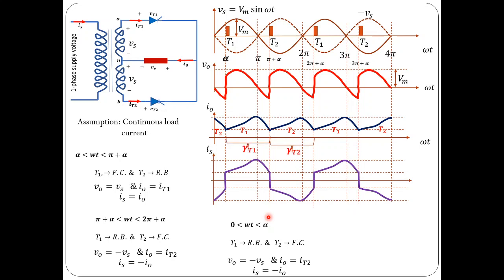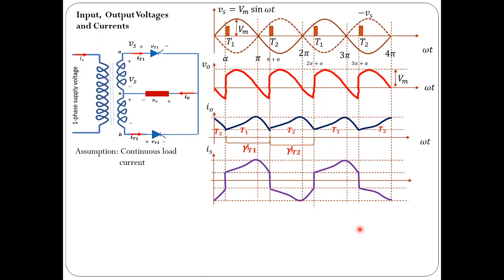Coming to the conduction period, you can see thyristor 1 is conducting from alpha to pi plus alpha, and thyristor 2 is also conducting from pi plus alpha to 2 pi plus alpha. So if you consider this as the conduction period, the conduction angle in radians is equal to pi radians for both T1 and T2. So the conduction angle for each thyristor is the same, pi radians.